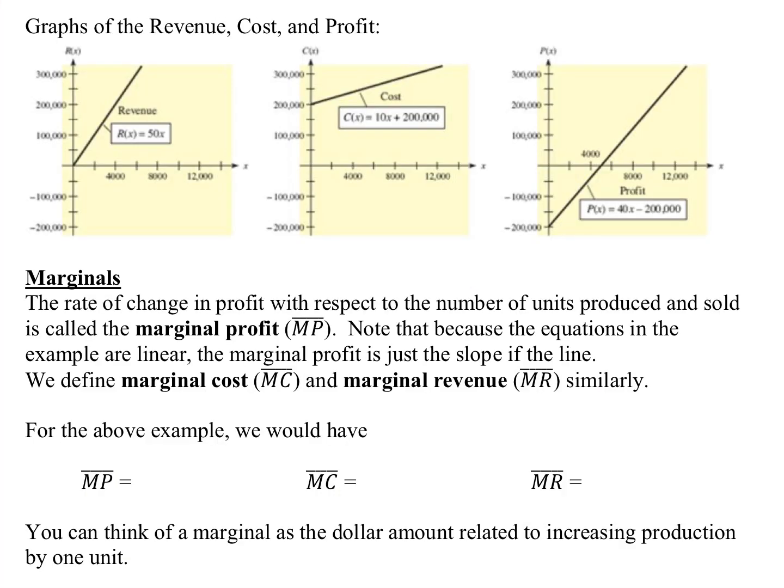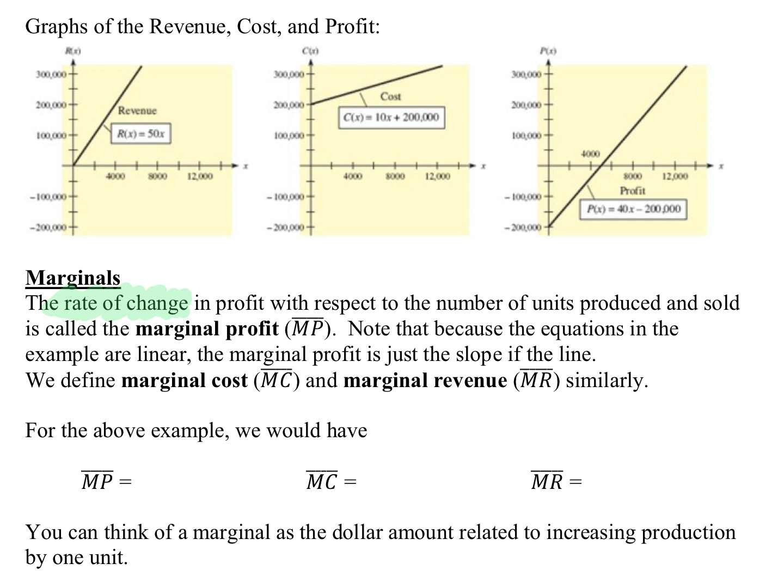So in the context of this problem, we might be interested in knowing what the marginal is for any of these functions. So we could ask for the marginal profit, which is noted like this, or we could ask for a marginal cost, which is that MC with the bar over it, or marginal revenue. Now, what is a marginal? It's a rate of change with respect to the number of units produced and sold. So rate of change is the big thing that we focus on here.